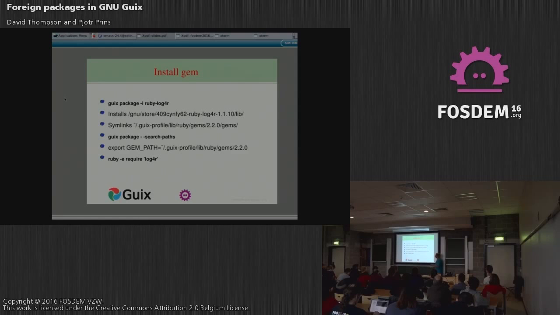Okay, and when one user on your system types guix package --install ruby-log4r, it will also automatically create the symlink. So in the default Guix profile, lib/ruby/gems/2.2.0/gems, it will link to this library. Okay, and the Guix store is immutable, and it's versioned. Actually, all the things that define the package ultimately result in this hash value.